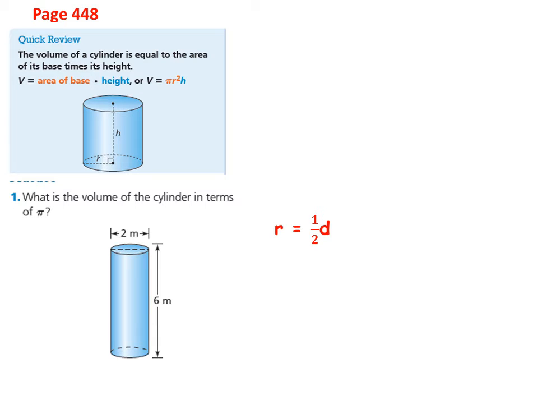So R equals half D. What's half the 2? Half the 2 is 1. So R equals 1 meter.